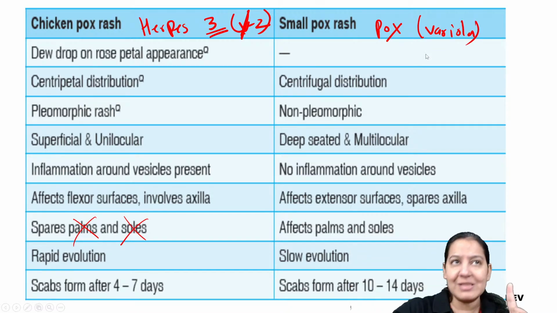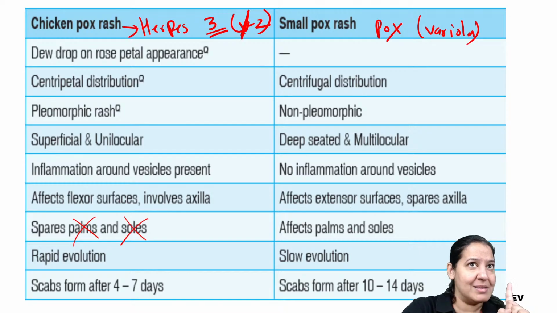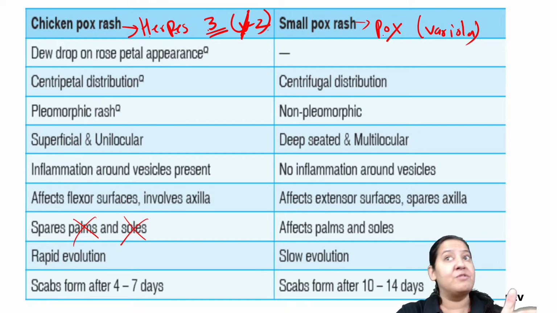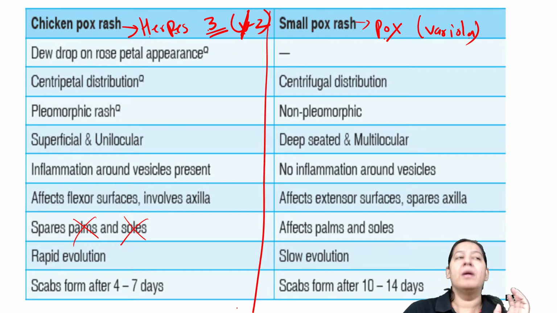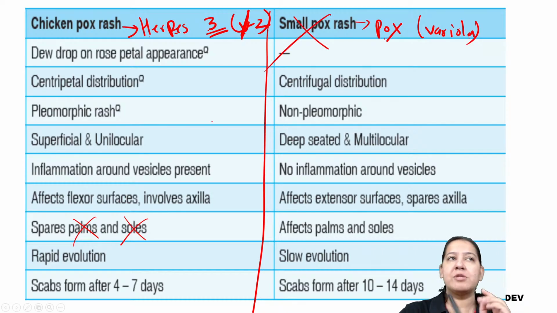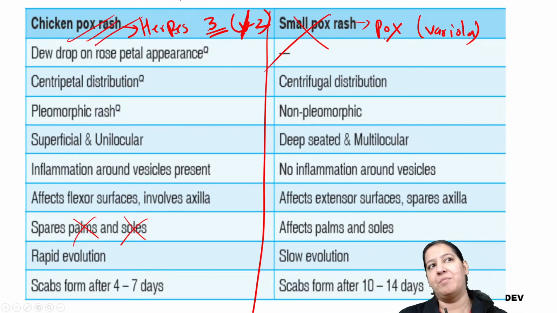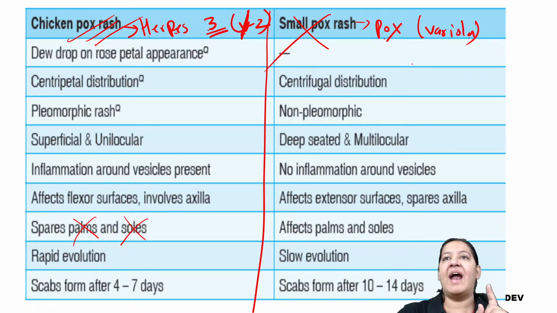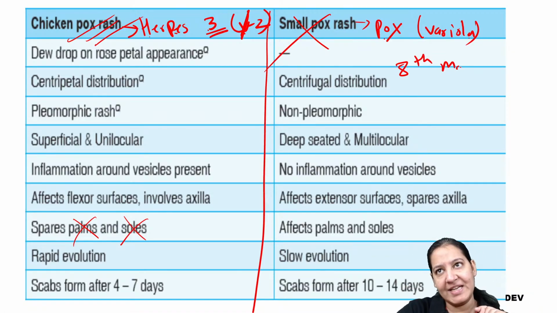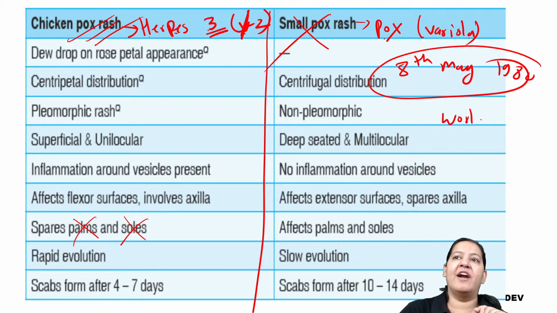So chickenpox is caused by a herpes family virus, herpes type 3, Varicella zoster, and smallpox is caused by the Poxviridae family. The name of the virus is Variola, and you know the differences between them. Now on earth, we don't have a single case of smallpox, but we have many cases of chickenpox. So chickenpox is not yet eradicated, but smallpox was eradicated on 8th May 1980. On 8th May 1980, the world was declared free of smallpox.